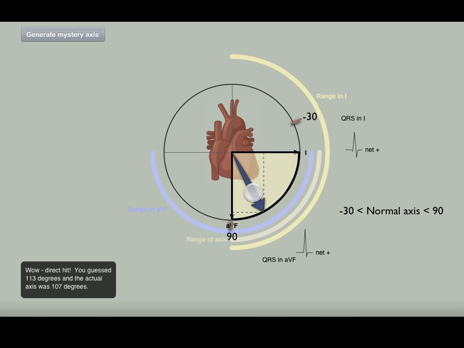One of the quickest ways you can say an axis is normal is to look at the QRSs in 1 and AVF. If both are net positive, then the axis is normal. Some people call this the 2 thumbs up sign, since the 2 R waves look like 2 thumbs pointing up.